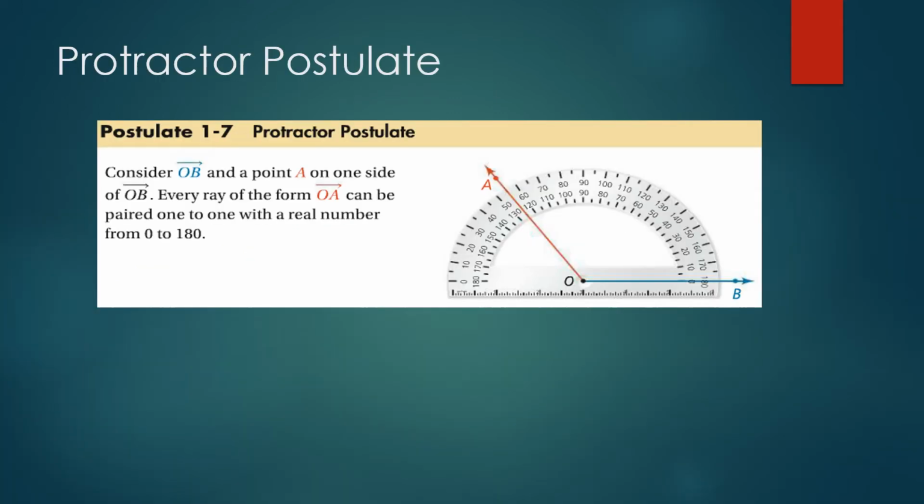All right, so our first postulate for this section is the protractor postulate, and this is very similar to the ruler postulate from the last section. Essentially, what they're saying is that we can measure angles using a protractor. We can have a one-to-one correspondence with real numbers from 0 to 180 on a semicircle. And depending on where the rays of the angle line up, we can figure out the coordinates or the measurement of the angle.